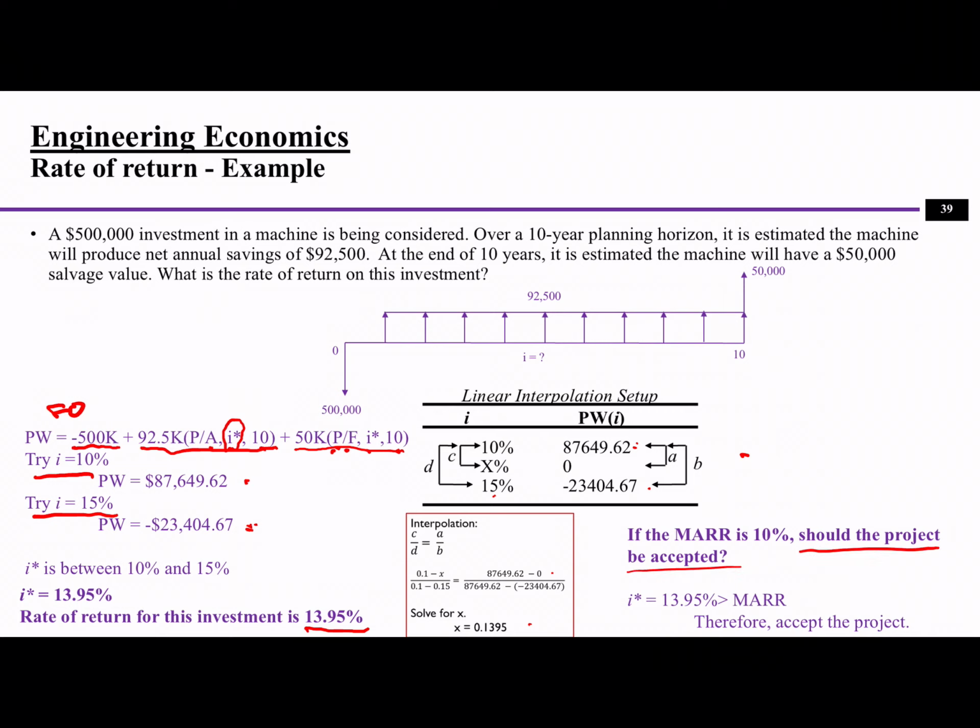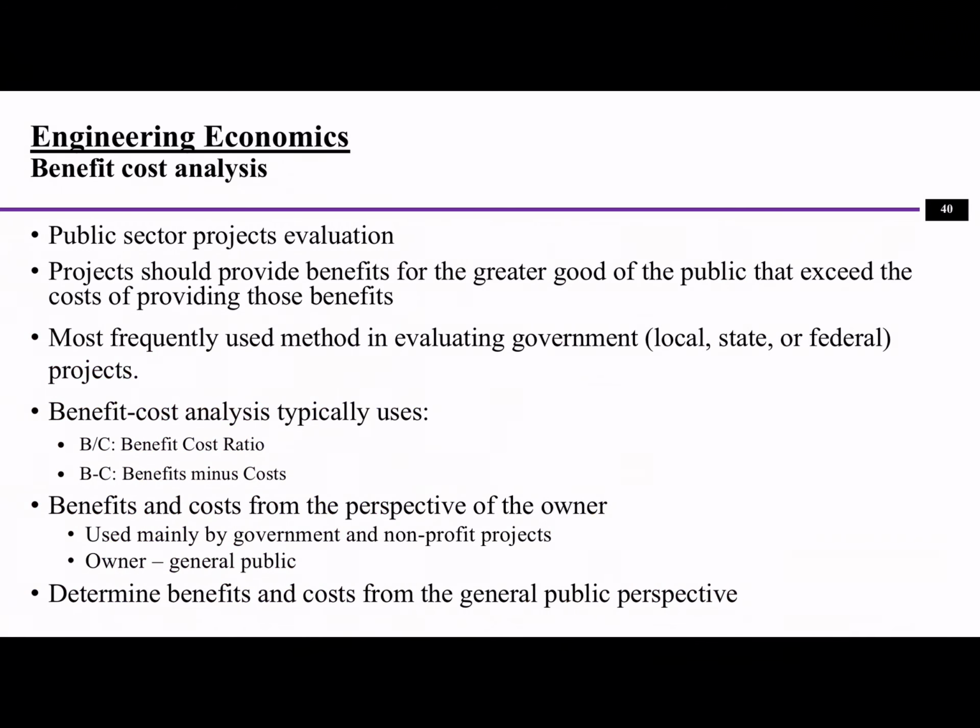All right, now let's assume the MARR, the standard, is 10%, right? Should we accept this project? Remember, MARR is a standard to compare with. Because the rate of return we calculated, 13.95%, is bigger than the MARR of 10%, we have a better return than 10%. Which means we can accept this project. So this is how we use rate of return to make decisions based on project comparisons.